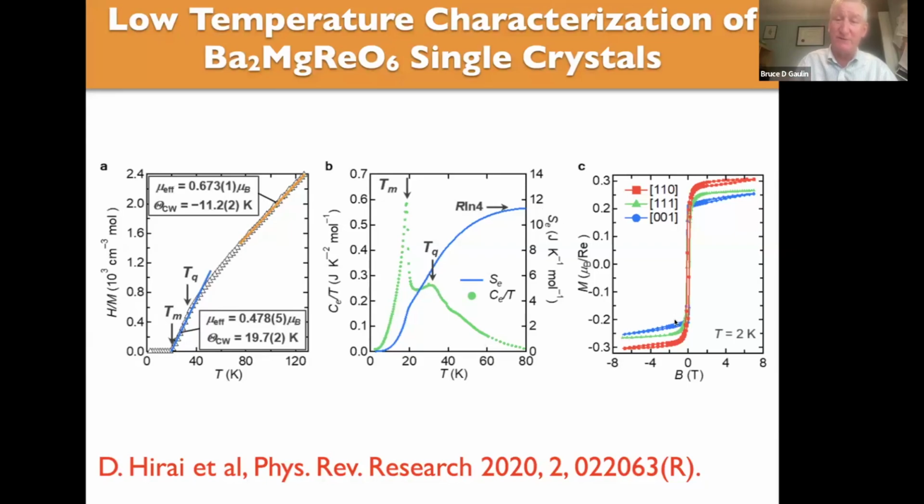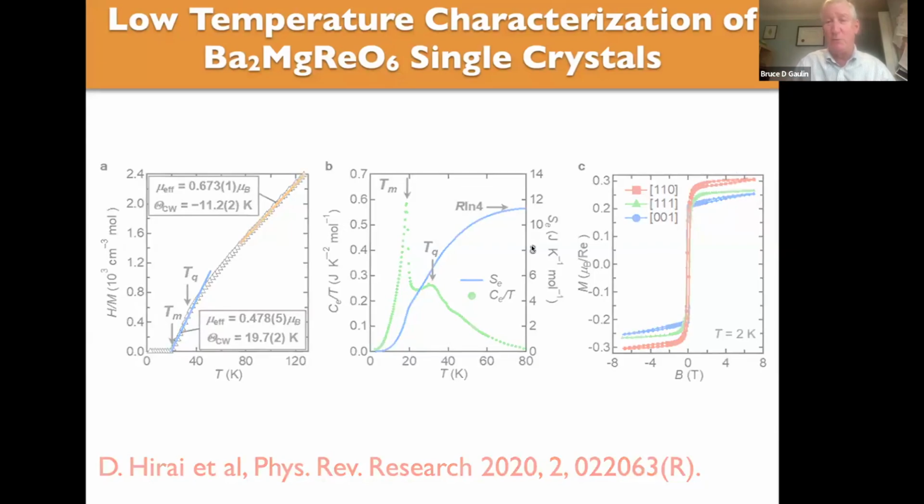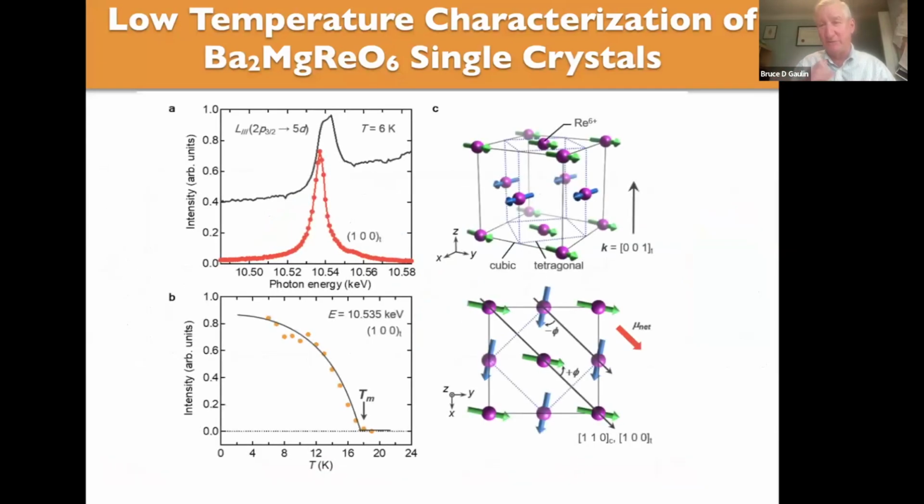And then at low temperatures, you measure this net magnetization, which is somewhere around 0.3 or 0.4 Bohr magnetons per rhenium atom at low temperature. And I should just mention that this work was done on single crystals, very small single crystals. So it wasn't possible to do neutron diffraction on them, but it was possible to do resonant X-ray scattering on them. So that was done, and they can see a resonant X-ray signal that comes up at about 17 or 18 Kelvin.